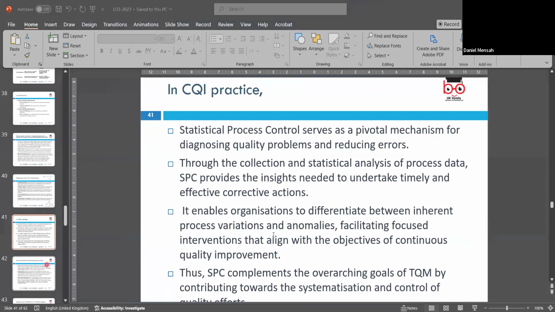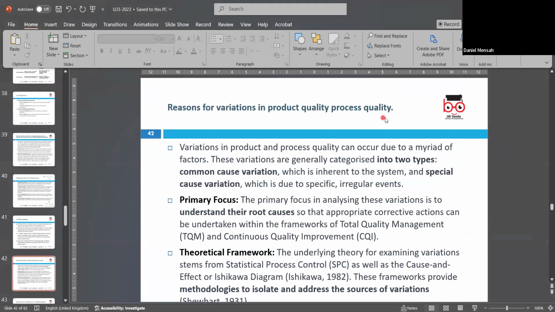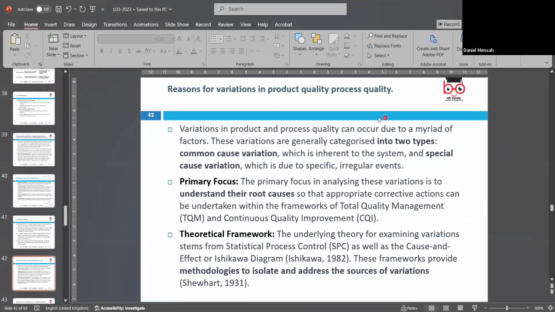So the next part is variation in product quality and process quality. It is very important. There are some root causes of variation in your product quality and process quality. Why does it happen? There could be many reasons, but in the quality management field they have divided them into two main categories: one is common cause variation, and the second is special cause variation.